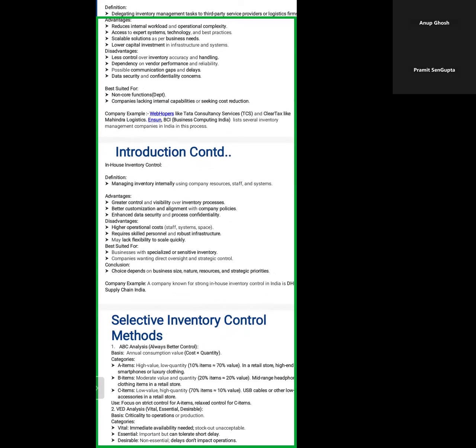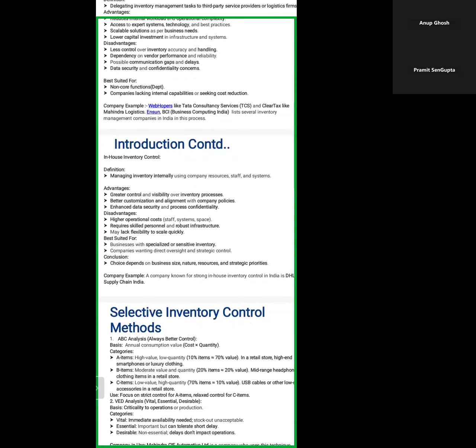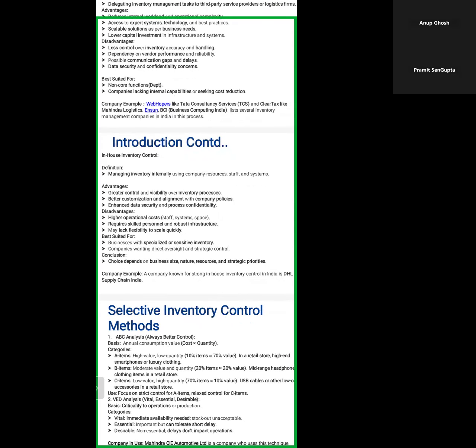Best suited for business with specialized or sensitive inventory control, companies wanting direct oversight and strategic control; they should follow this type of production. It basically depends on the business size, nature, resource, and strategic policies of the management. Now, in-house inventory control, as I already mentioned, is basically being maintained by some of the logistics and supply chain companies across India. One of the mentionable companies is DHL Supply Chain India.